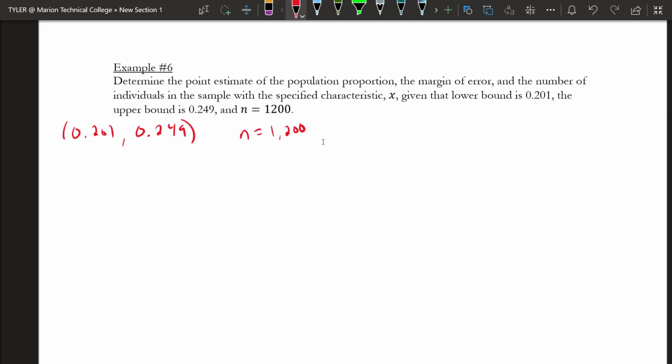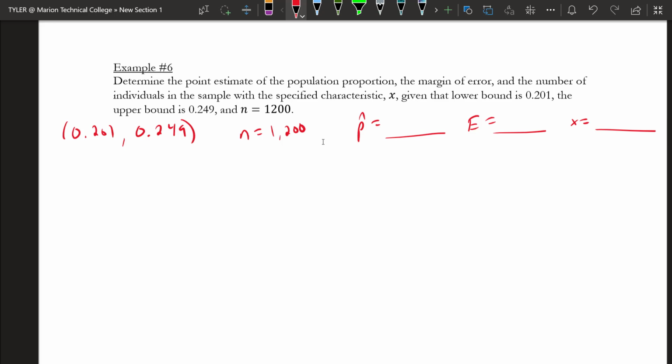So what I'm trying to figure out is what's p hat equal to, the point estimate, what's the margin of error, E, and also what's the number of individuals in the sample with a specified characteristic, or x. Right, so I want to know what are these three numbers. And we're given enough information, so we can figure this out.